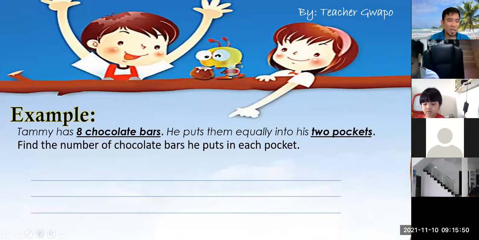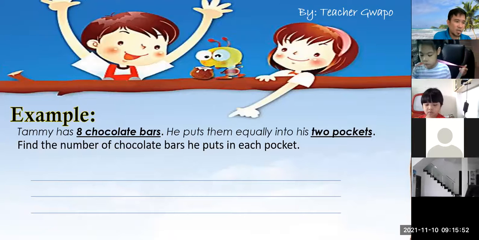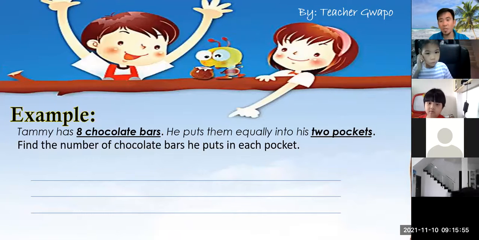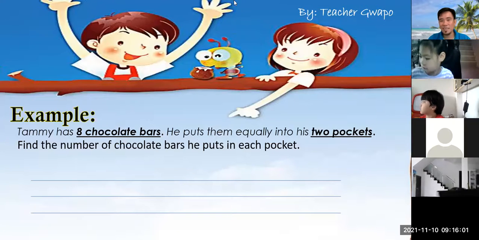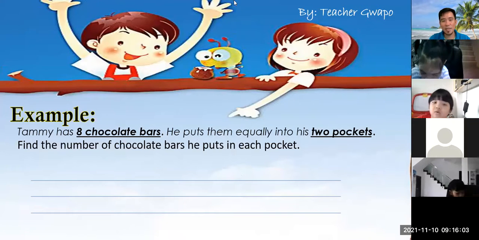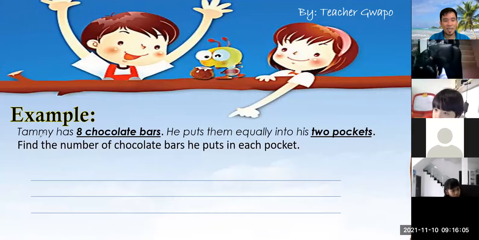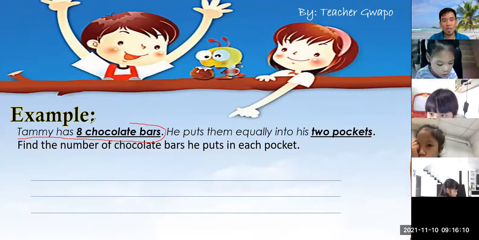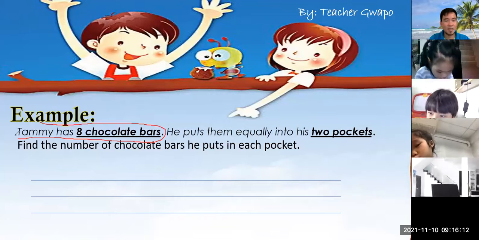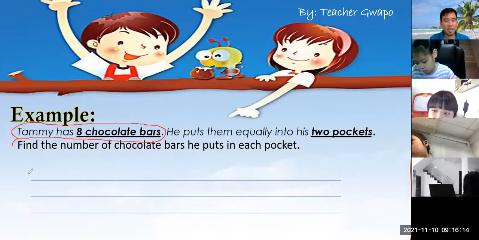This is the example here. Now in your book, you will see this one. When you were in grade 1, you had a classmate named Tommy, right? Do you still remember Tommy? Tommy has 8 chocolate bars. We will write this on the first line.